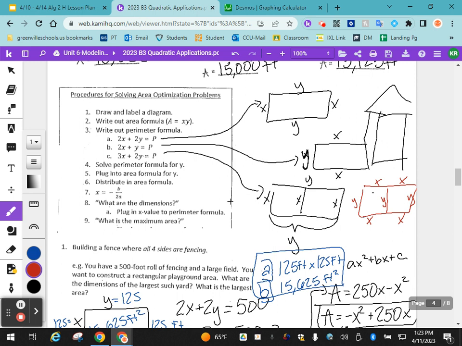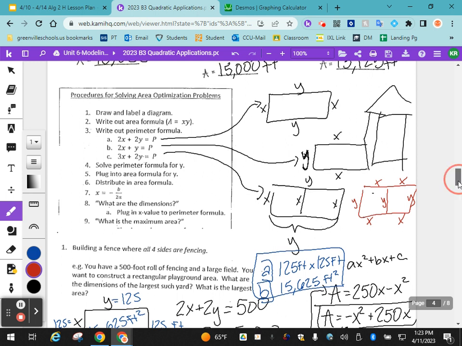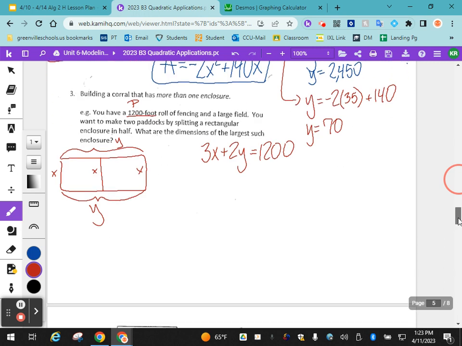Distribute your area formula, find your vertex, and so on. The 3x plus 2y is the perimeter equation.